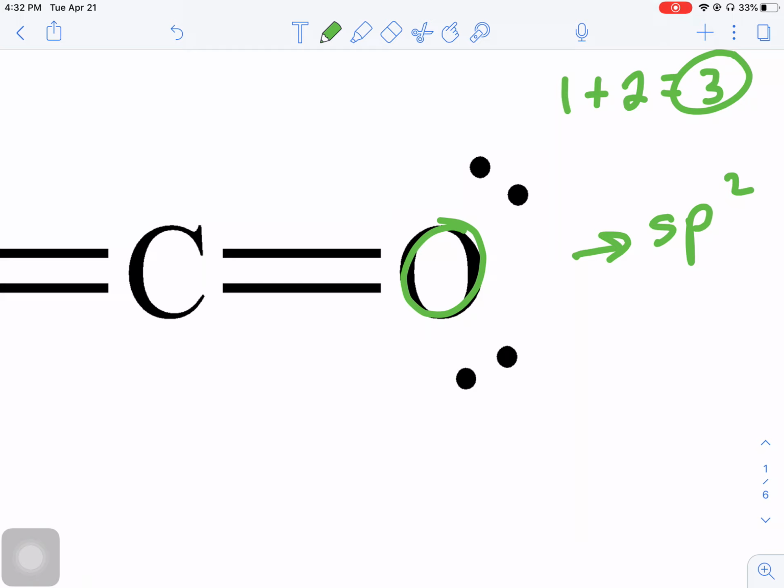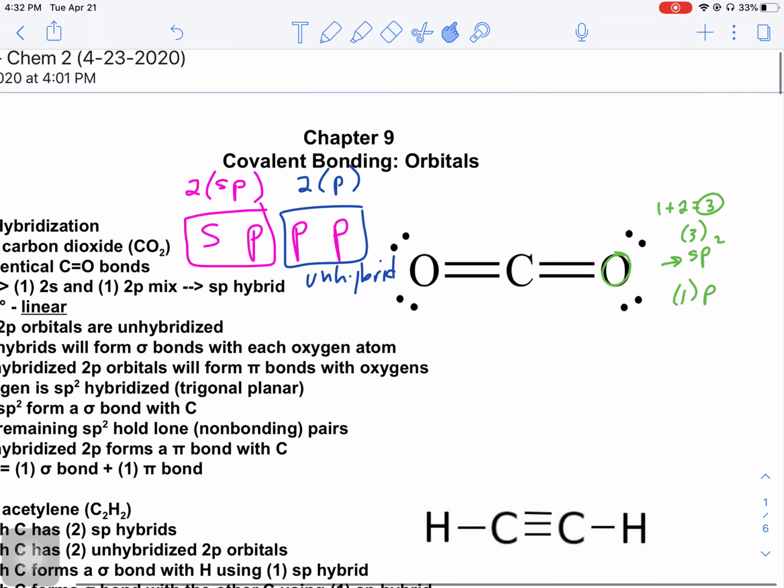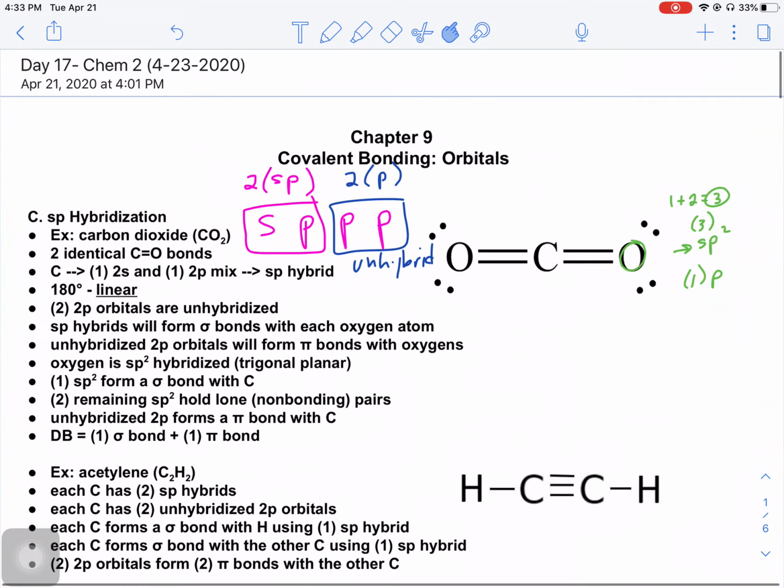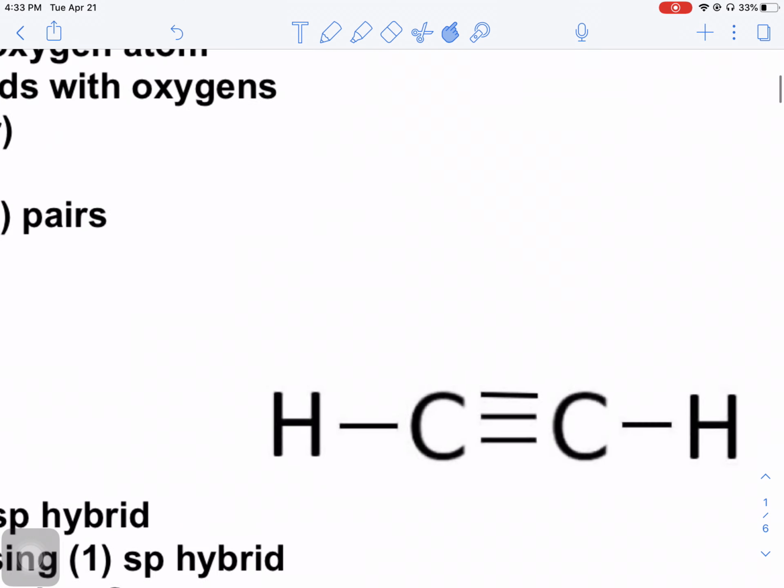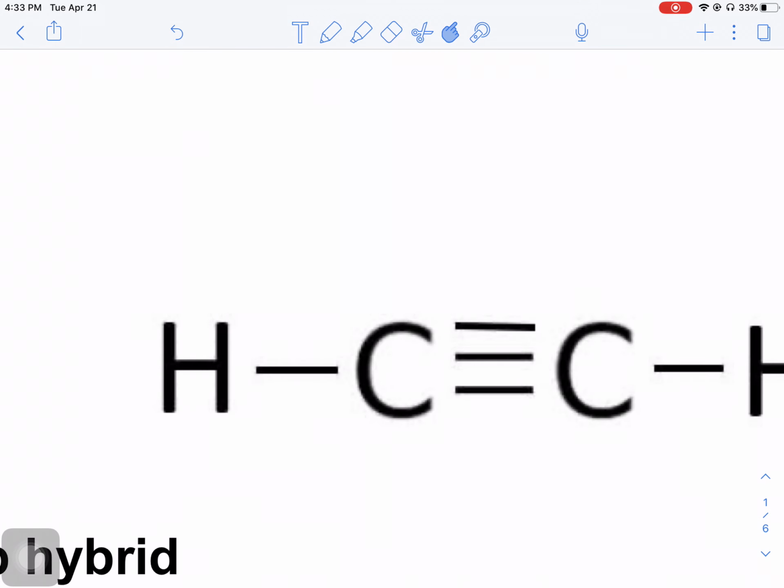So in the case of oxygen, it has three sp2 hybrids, but it also has one p orbital that is unhybridized. So we can look at effective pairs even if the atom is not in the center of a molecule. So carbon was sp hybridized and oxygen was sp2 hybridized. Okay. All right, let's look at another example. Let's look at acetylene. And it really doesn't matter which carbon we pick because they're really both identical.